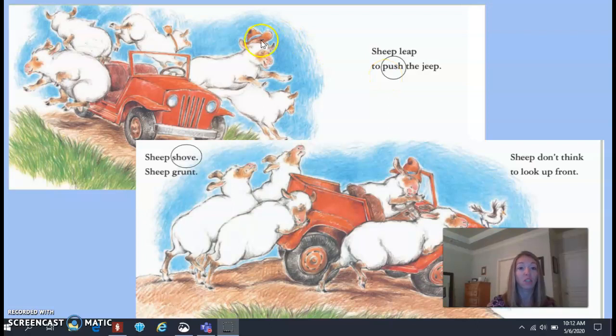When the sheep are pushing, they may be pushing like this. Push. But when the sheep shove, I bet they're trying to push even harder. Shove! Because they're getting frustrated because the Jeep won't move.